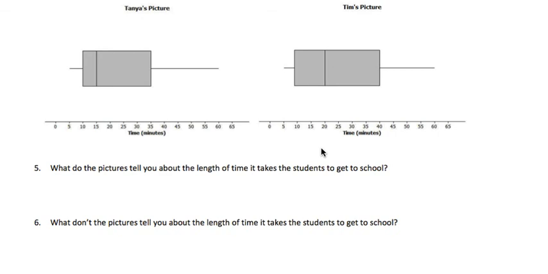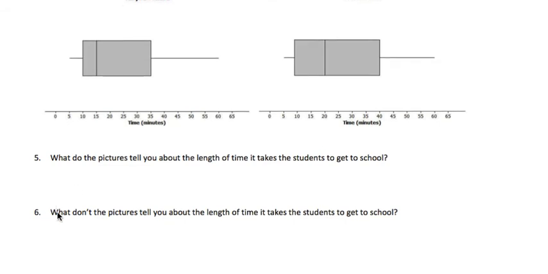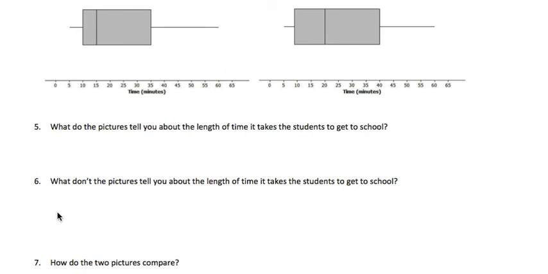What don't the pictures tell you about the length of time it takes the students to get to school? They don't tell how many students were in the class, or even how many students were in any of the sections. And how did the 2 pictures compare? Well, they're very similar to each other. Tim had a longer box from 10 to 20 than Tanya did, and Tanya had a shorter section with the group from 10 to 15.